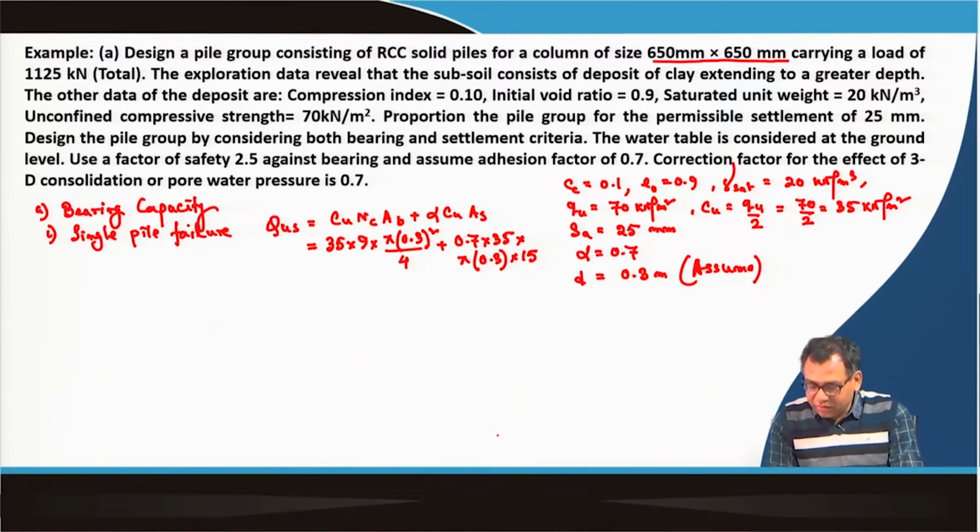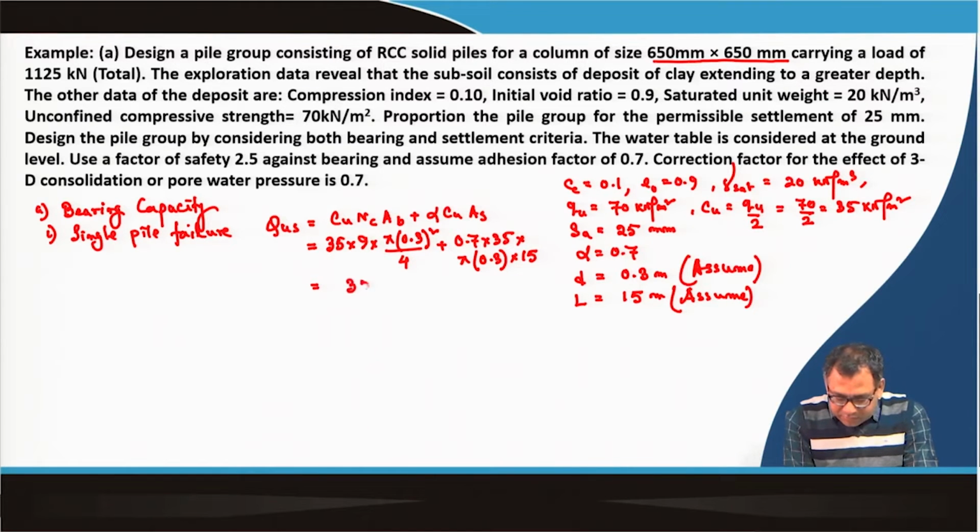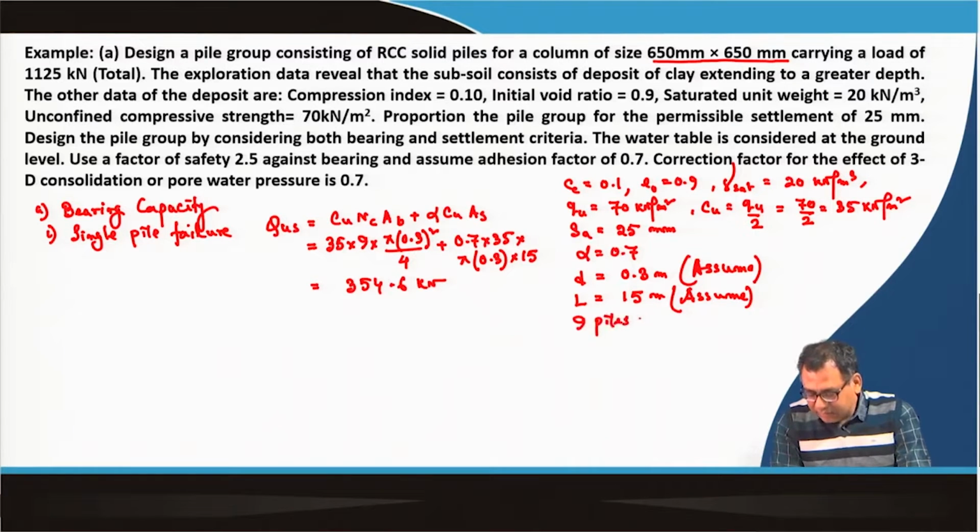Here also L is not given. So what are the things you have to determine? You have to determine the diameter of the pile, length of the pile, and spacing between the piles. So diameter and length we are assuming for the first trial, and length is assumed as 15 meter. That means this value is 354.6 kilonewton, and we have made another assumption, that 9 piles in a square group. That is also an assumption for the first trial.